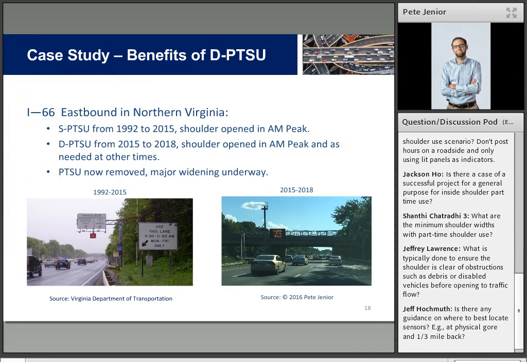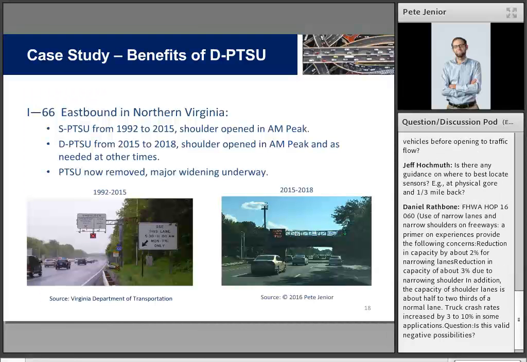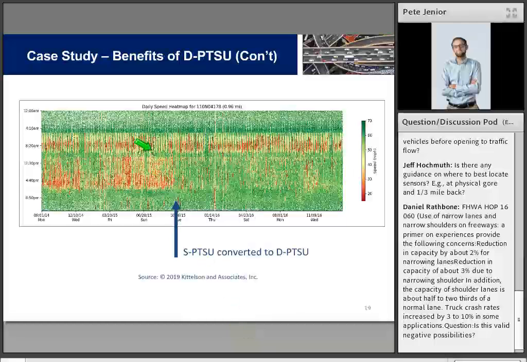We'll take a look at one case study of dynamic part-time shoulder use, and this is from I-66 in Virginia, eastbound. This is heading into Washington, D.C., so the AM is the peak here. What's interesting about this facility, as Greg described earlier, is that it was converted from fixed hours of operation to variable hours of operation. And we can see here, this was when our facility had fixed hours of operation, and the shoulder was never open in the afternoon. It was open in the morning, and that wasn't really enough to prevent congestion. That's why the facility is now being widened, as Greg mentioned. But in the afternoon, the shoulder was never opened.